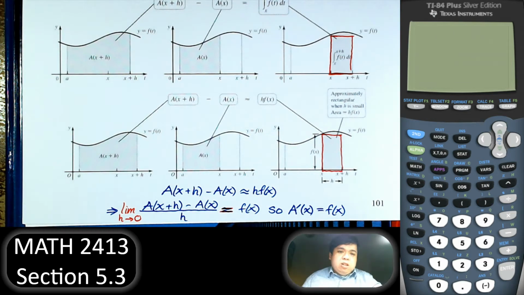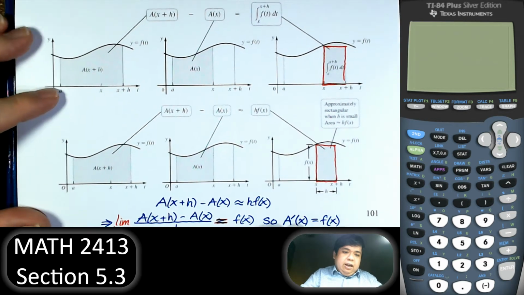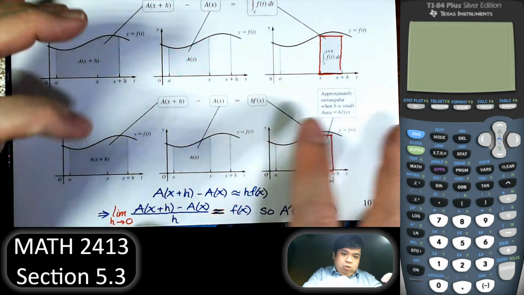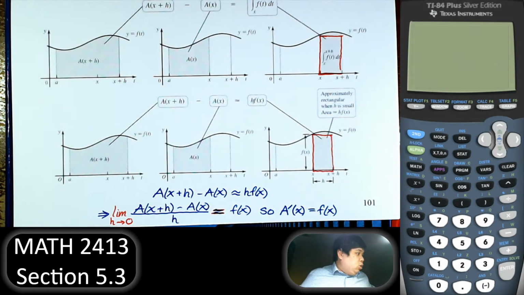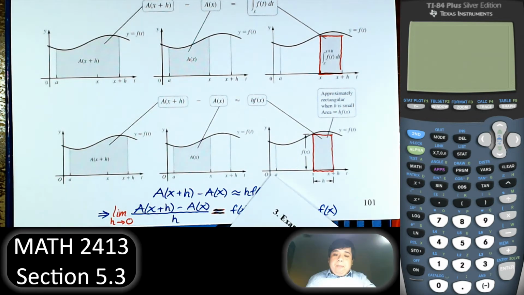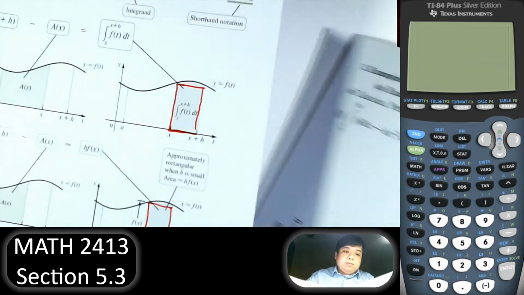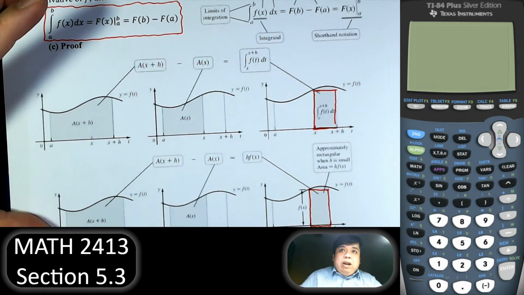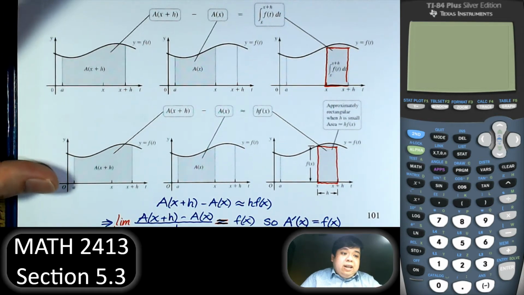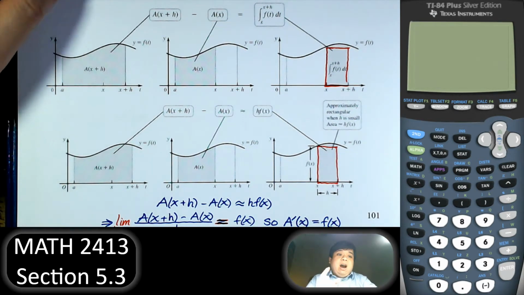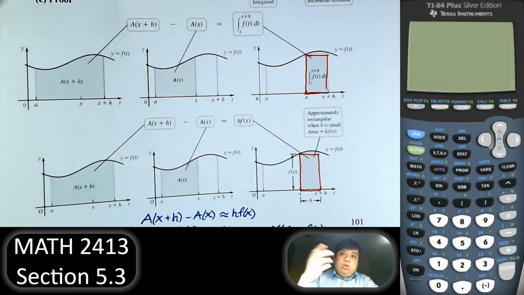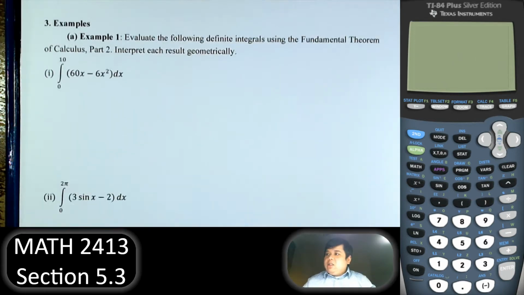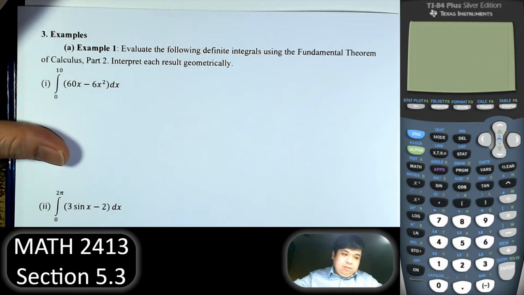Of course, the proof of the second part we can follow using this picture, but like I said, I'm not going to do that. The point here is the fundamental theorem of calculus. This one is more important than the other one. What we do is just find any antiderivative and then put in the limits and subtract. So let's go to an example here.